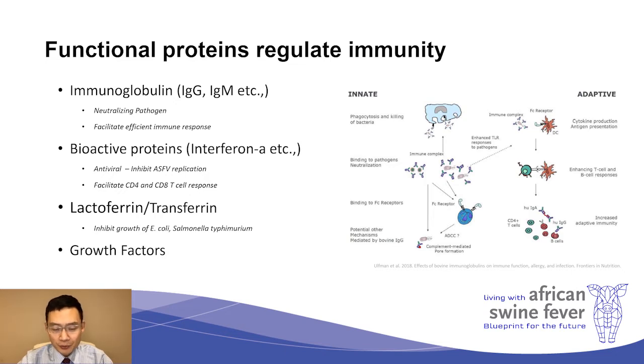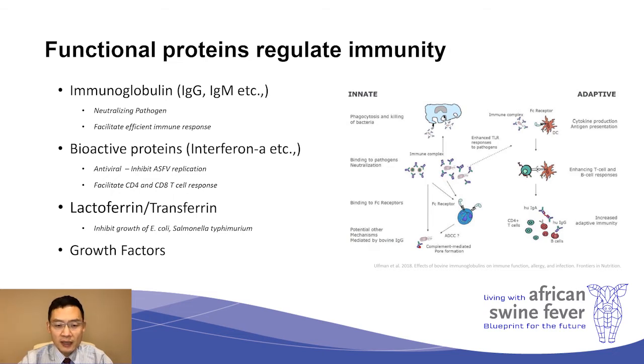Those are functional proteins, which are essentially part of the immune system, right? Bioactive proteins like the IgGs or interferon are essentially a part of the immune system, and they sure can regulate it. For example, IgGs can neutralize pathogens. Although, as I mentioned, for the African swine fever virus, the antibodies will not neutralize the virus, so it doesn't work that way. However, immunoglobulins do facilitate a more efficient immune response. In that way, they can help.